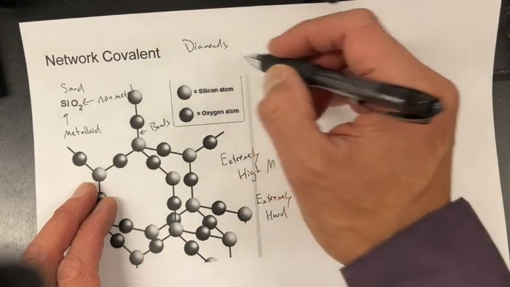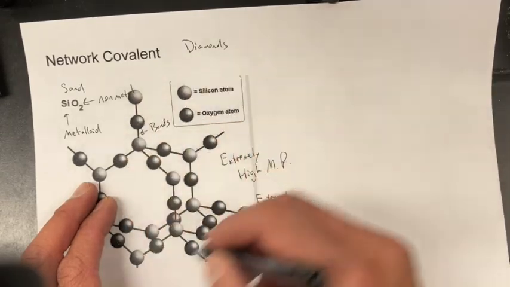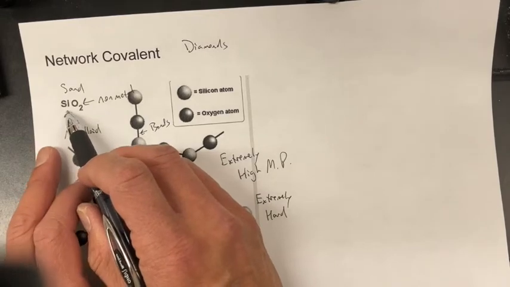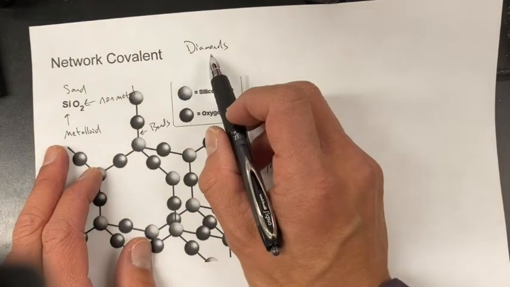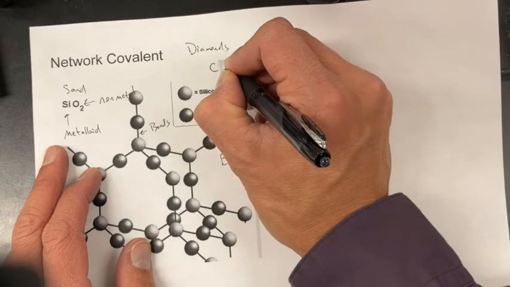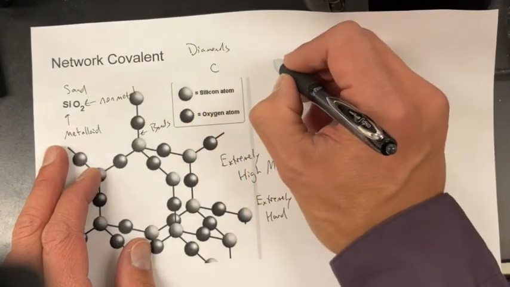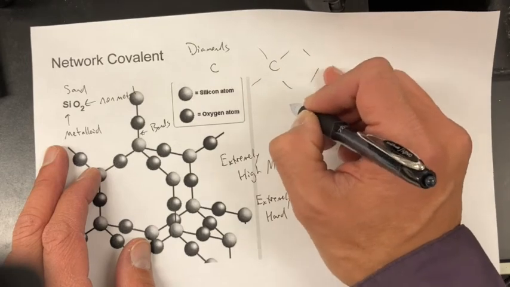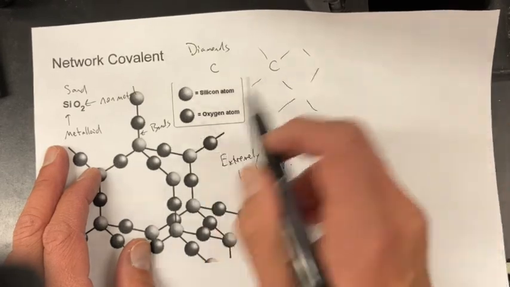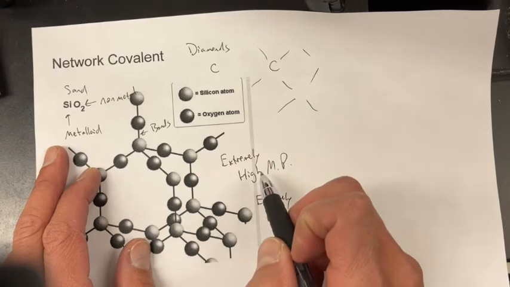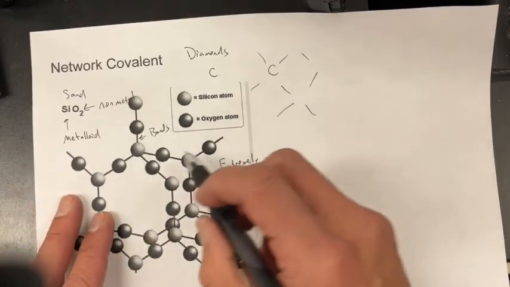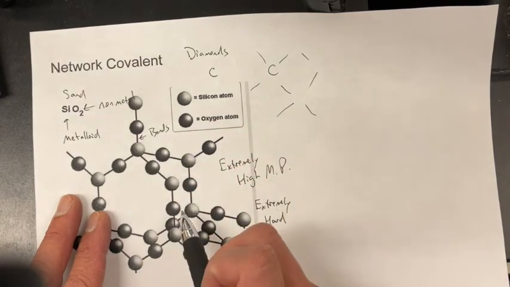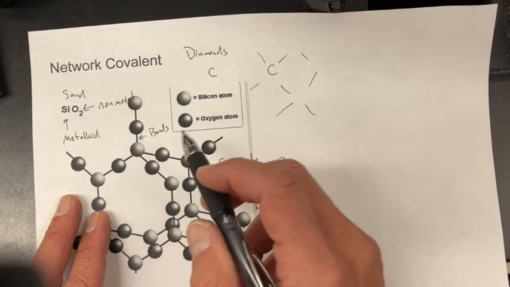Network covalent substances, we're not going to deal with a whole lot, but just know that if there's something with a metalloid in it, like sand, or something like diamond, which is just carbon, and carbon can be connected in all directions. So if I have carbon, carbon, carbon, everywhere, it's all connected. That's why diamonds are really hard. That's why diamonds have super high melting points, because in order to get them to split apart, you have to really give it a lot of energy. All right.